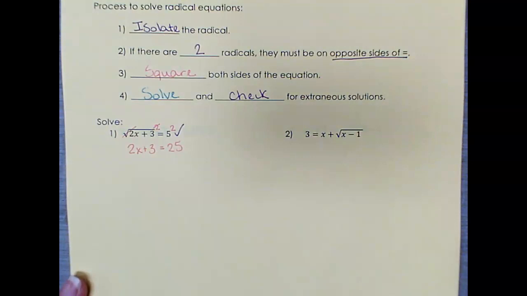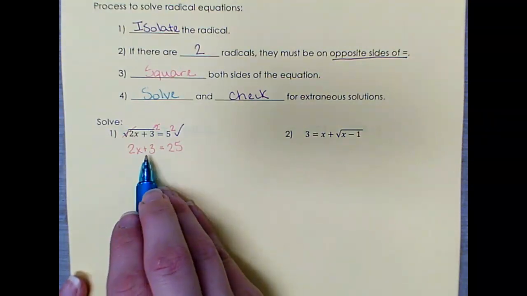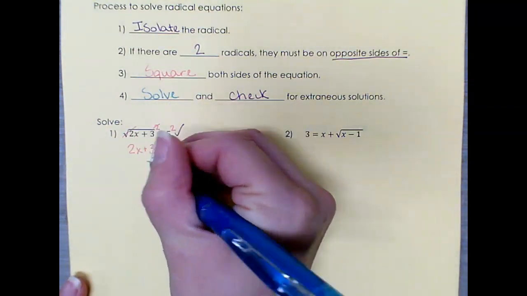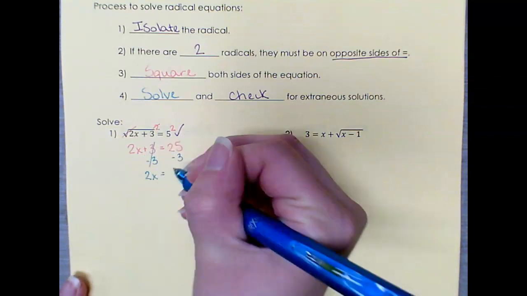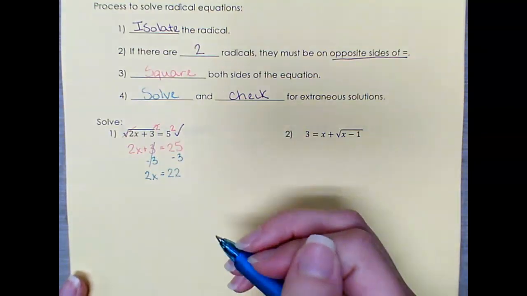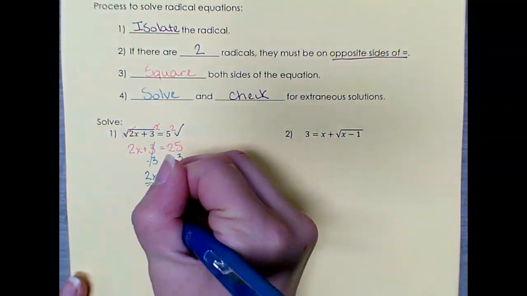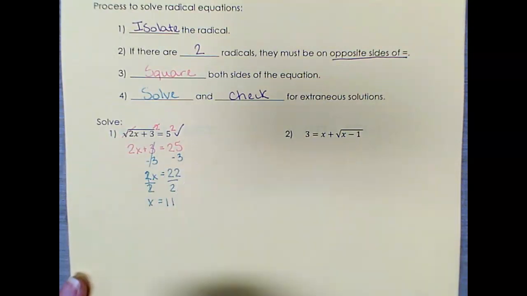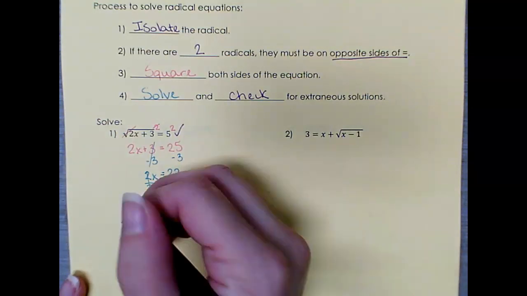And then the final step is to solve. So we're going to solve for x by moving the constant. We now have 2x equals 22, and if I divide both sides by 2, I get x equals 11. So this is my answer, but now I need to make sure that it actually works, so I need to check it.